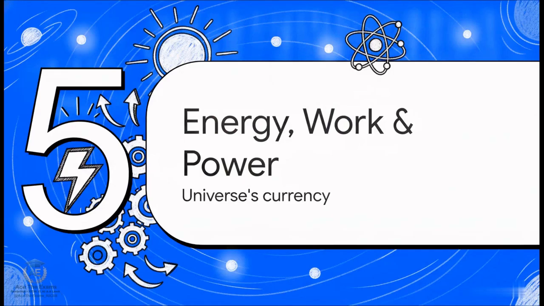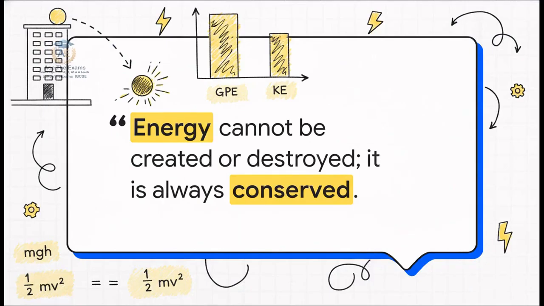Finally, we've reached Section 5, Energy, Work, and Power. Let's explore the underlying currency of the universe that allows all this movement and all these forces to exist in the first place. The grand unifying principle of physics is right here on the screen. Energy cannot be created or destroyed. It is always conserved. Energy merely transfers from one store to another. It's like moving money from a checking account to a savings account. The total amount doesn't change, just where it's kept.